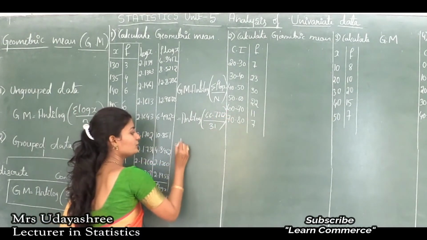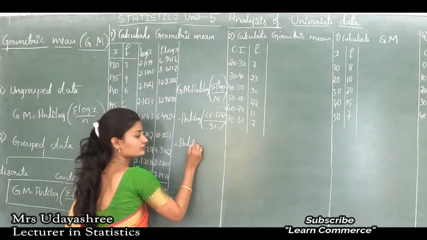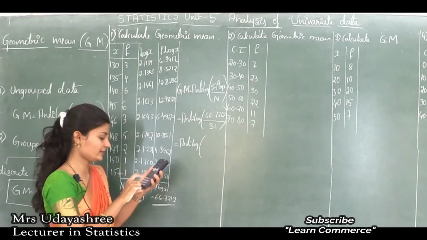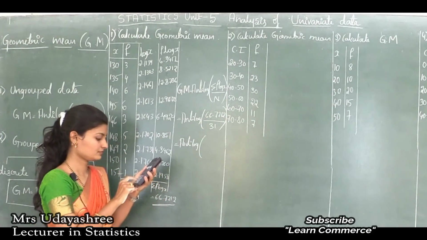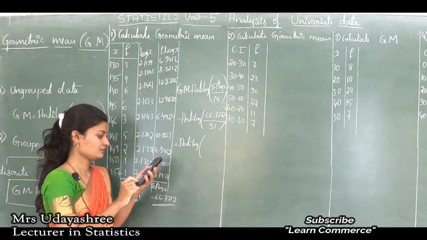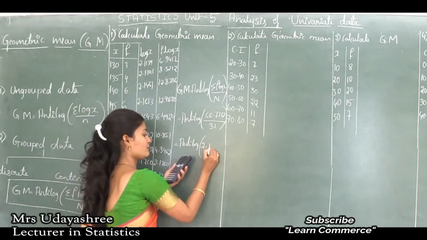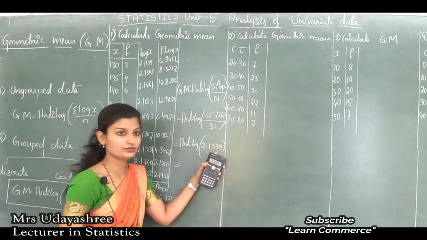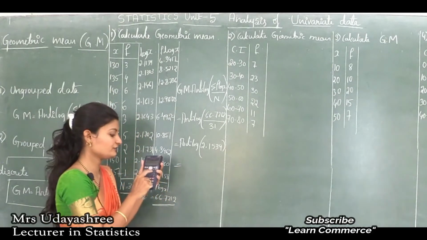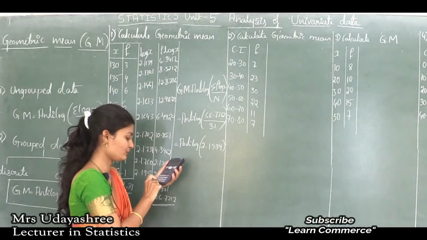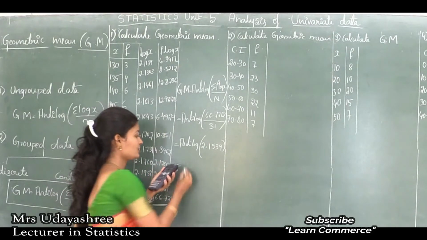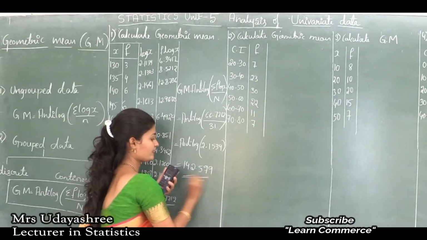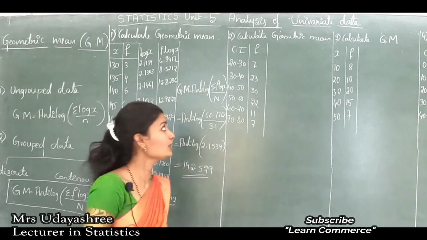So which is equal to anti-log of 66.7712 divided by 31, which is 2.1539. Next we need to find the antilog of 2.1539. How to calculate antilog? Shift log of this value, that is 2.1539, and we get 142.579.